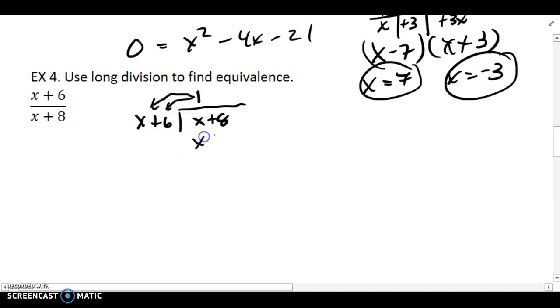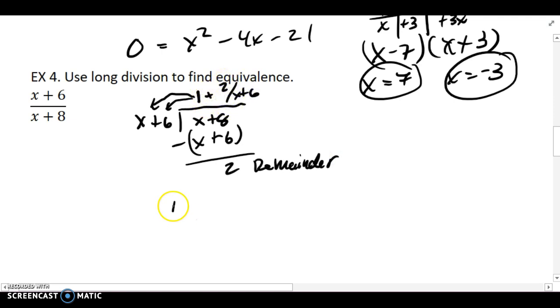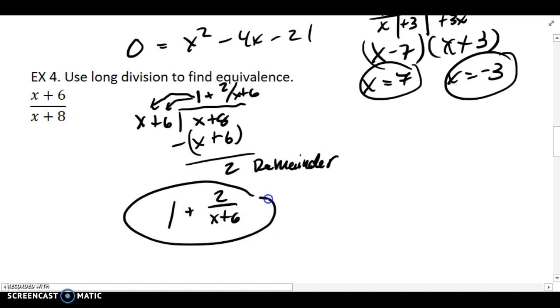So we get x plus 6, minus. Okay, notice the minus. That's going to cancel those, and I get 8 minus 6 is 2. Now notice I cannot match anymore, so this is my remainder. And so we write the remainder over what we divided by. So the answer is 1 plus 2 over x plus 6.